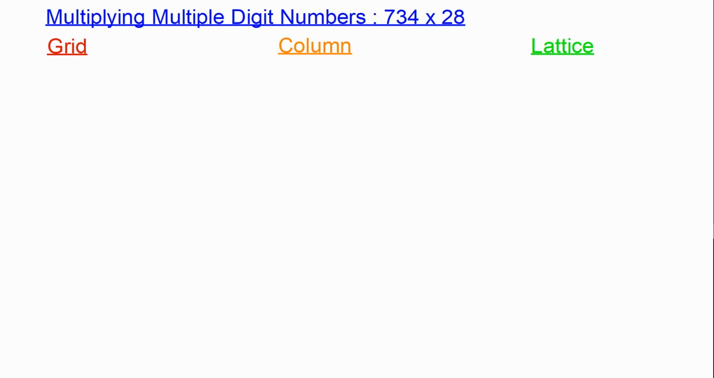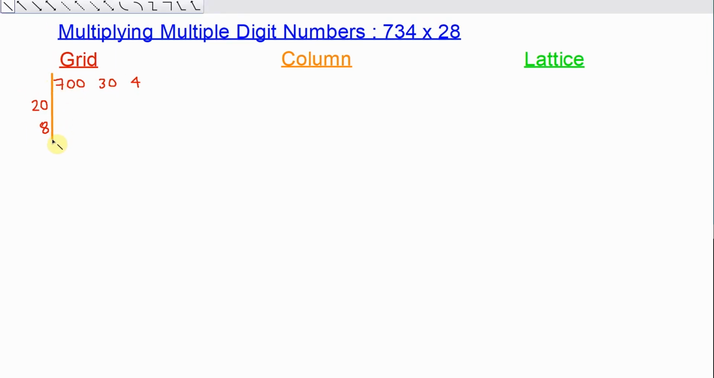Now, your first method is what we call the grid method. What we're doing with the grid method is splitting it up, so that it's 734 times 28. In effect, we're taking the same sum, 734 times 28, and splitting it up into hundreds, tens, and units. So you get your hundreds, tens, and units, and tens and units for the second number. And then making a little grid, you multiply those individually.